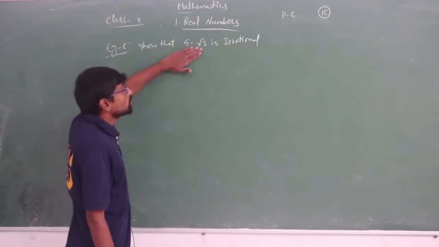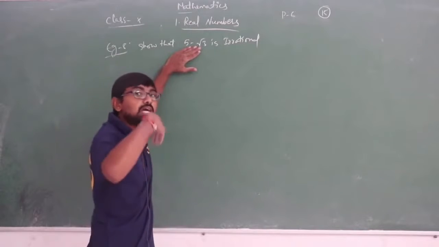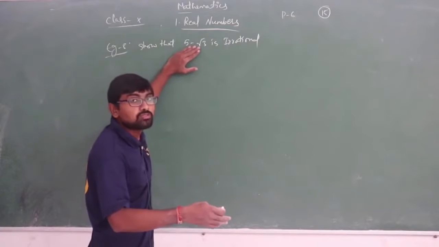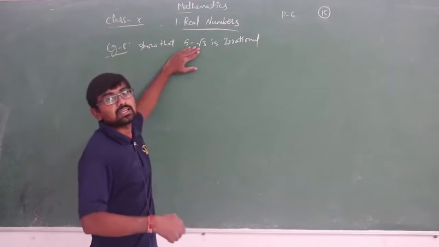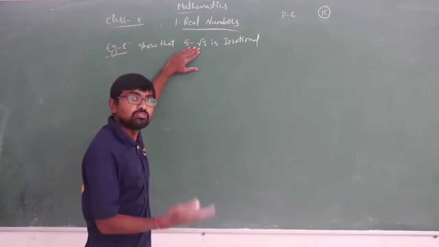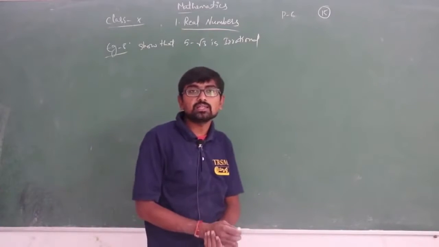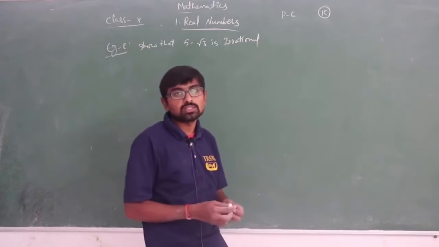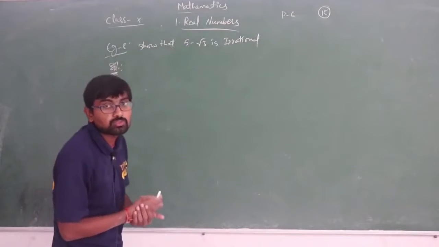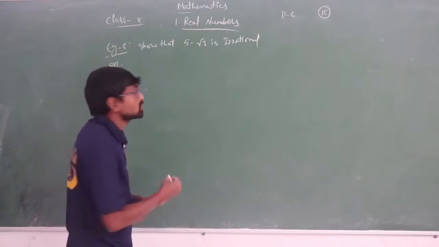Now for showing 5 minus root 3 as irrational, what do we have to do? We first assume it in a positive way, that is, we assume 5 minus root 3 is a rational number. Whenever we solve that problem, if at any point we get an irrational, then our assumption is wrong. So instead of doing negative, first we think of it as positive.